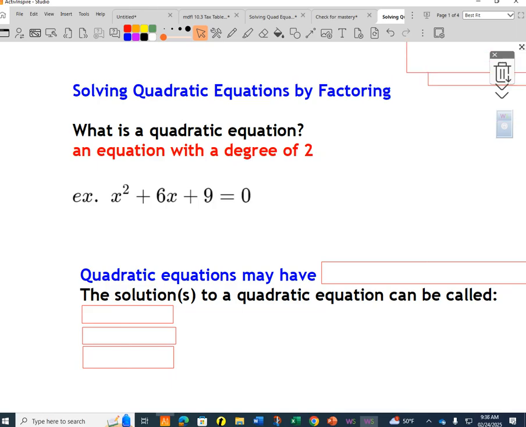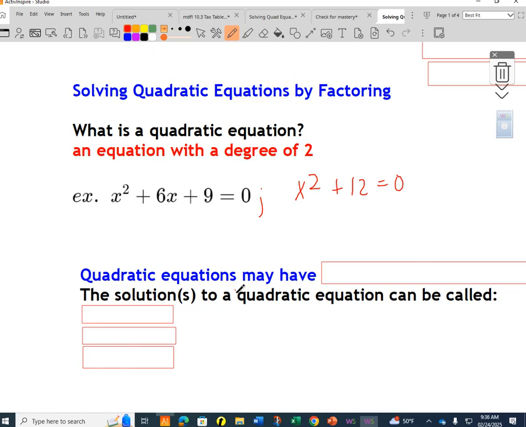So a quadratic equation is an equation with a degree of 2. An example of one of those would be x squared plus 6x plus 9 equals 0. Another example could be x squared plus 12 equals 0, just so you can see that you don't have to have 3 terms.